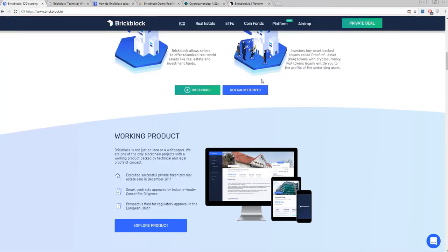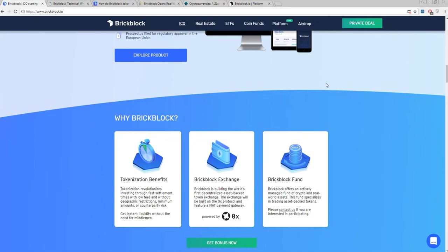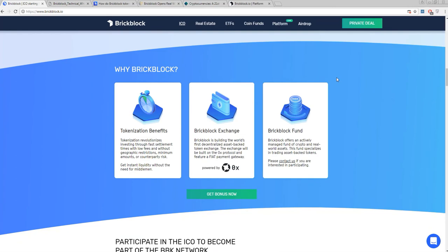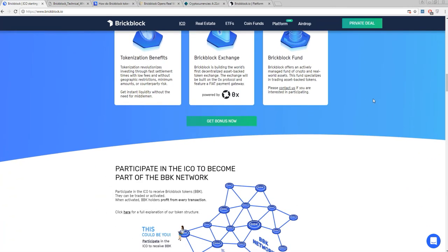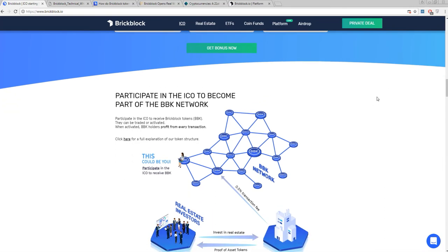So let's go on. Let's talk about BBK's strong points. The company set a goal of achieving low fees, trading without any geographic restrictions, and without any minimal contributions, and they have already achieved all the goals. One interesting fact is about the exchange system. It is built on the 0x protocol, which is famous for its trading opportunities. And the last attractive thing is about funds, so everybody can invest into crypto or real world assets via BBK.